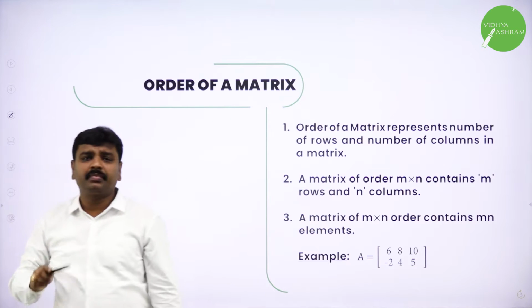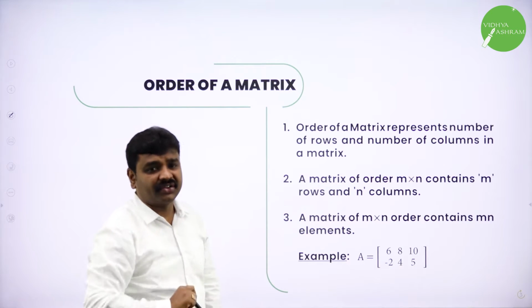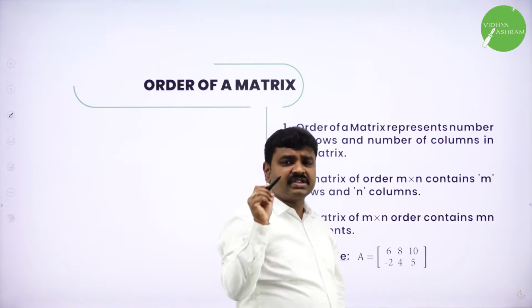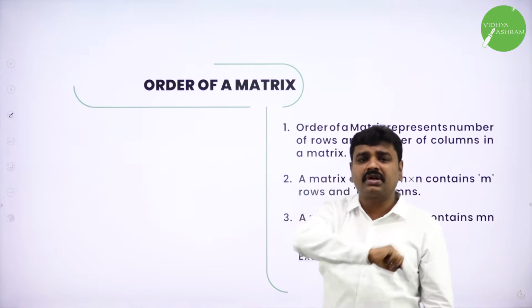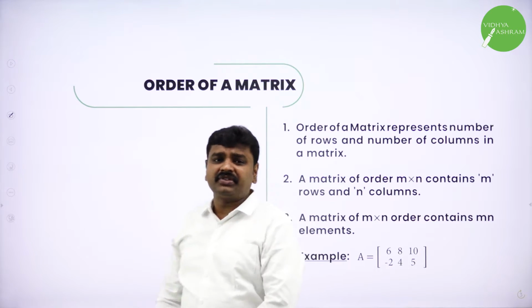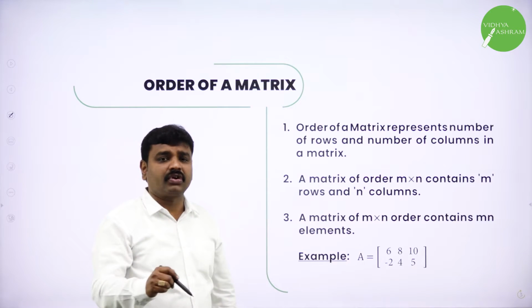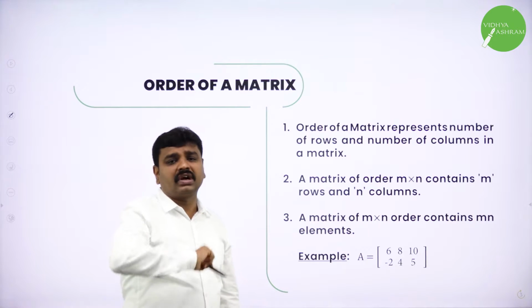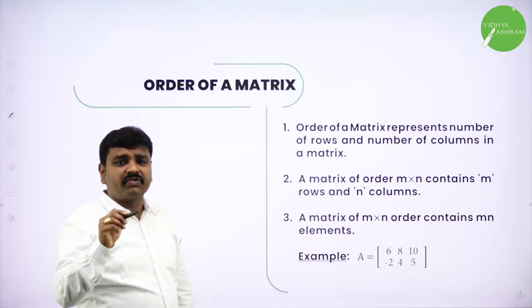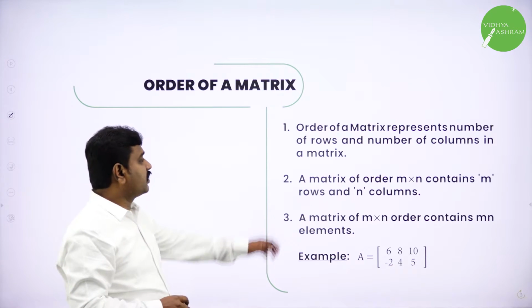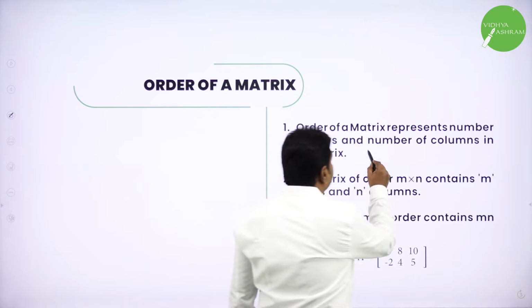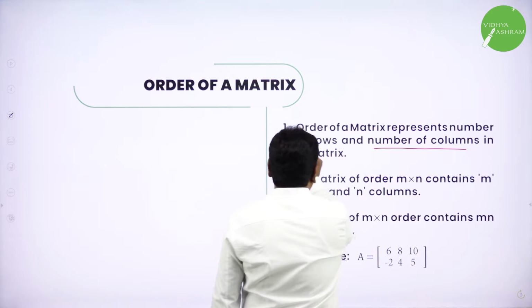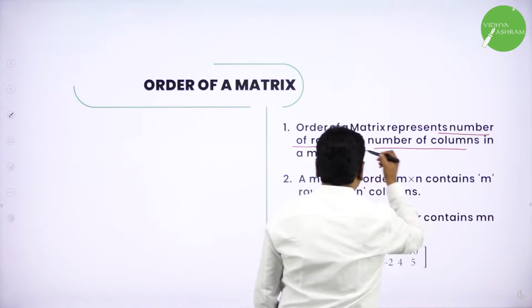Then we have a very important concept called order of a matrix. Just now I told you arranging the elements in rows and columns constitute matrix. Order means number of rows and number of columns. Every matrix will have its own order. Order of a matrix means number of rows and number of columns. Order of a matrix represents number of rows and number of columns in a matrix.